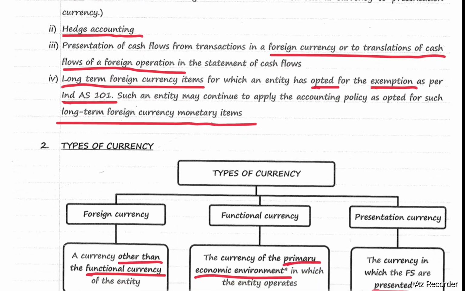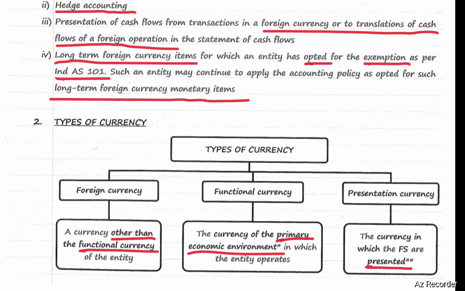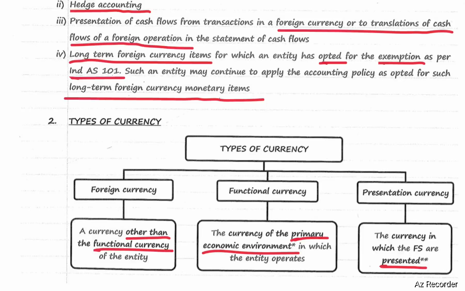Types of currencies. Currencies are of three types: foreign currency, functional currency, presentation currency. Foreign currency means a currency other than the functional currency of the entity. Functional currency is the currency of the primary economic environment in which the entity operates. Presentation currency is the currency in which financial statements are presented.